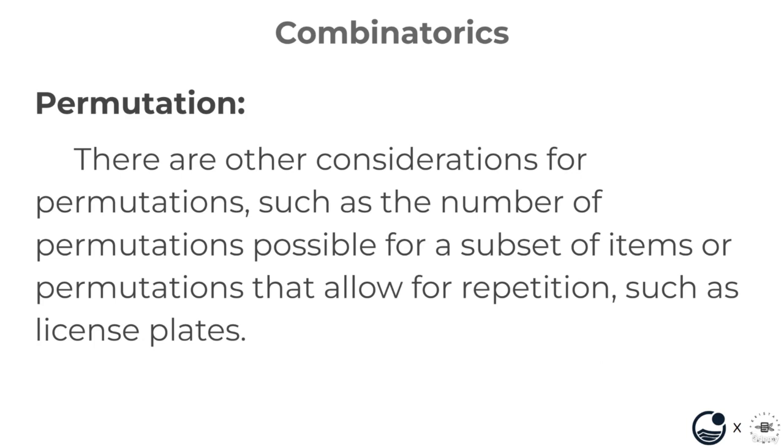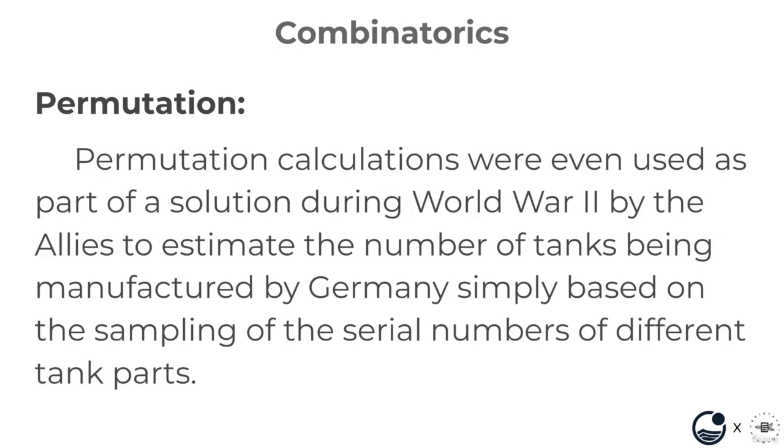Now keep in mind there are other considerations for permutations, such as the number of permutations possible for a subset of items, or permutations that allow for repetition, such as license plates. But we'll talk about those in more detail later on. The last thing I want to point out here is combinatorics, such as permutation calculations, are even used in high-stakes situations. They were used as part of a solution during World War II by the Allies to estimate the number of tanks being manufactured by Germany simply based on the sampling of the serial part numbers of different tank parts.